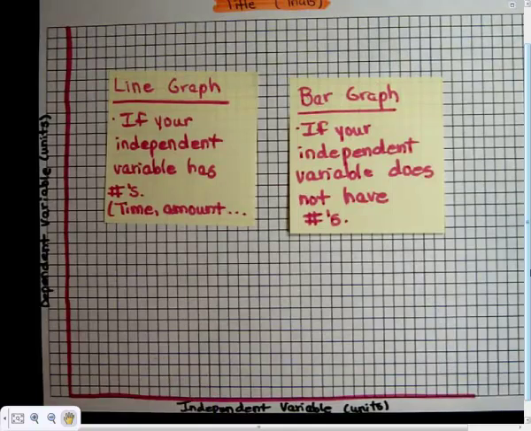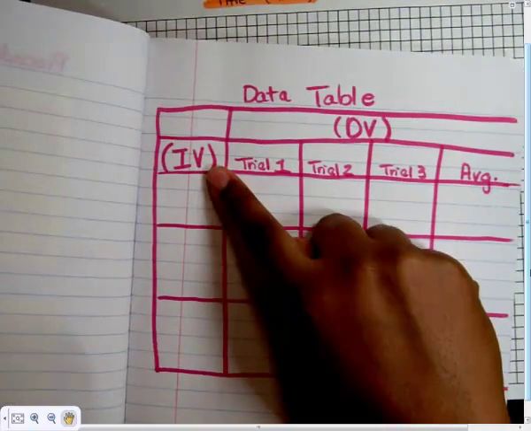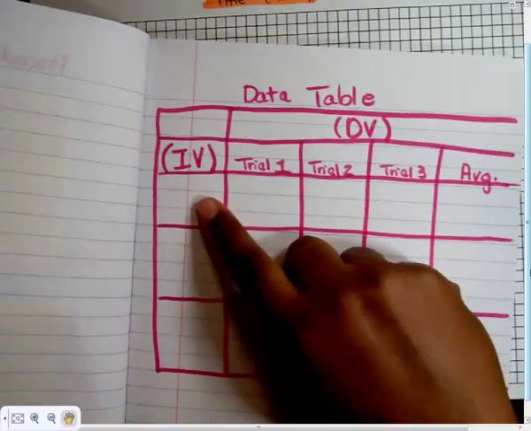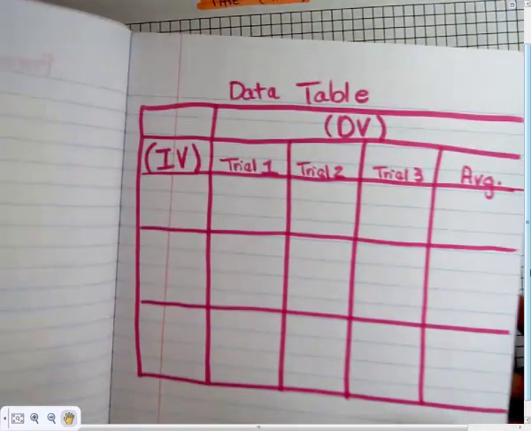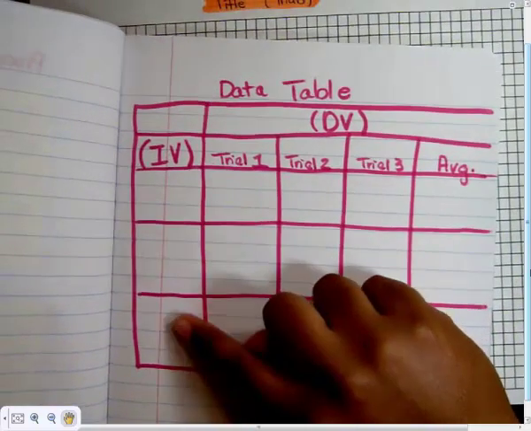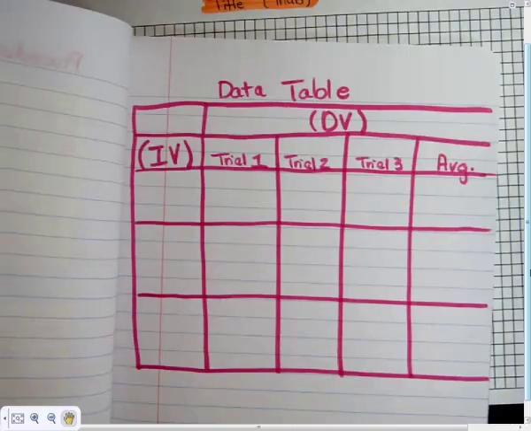Some people are going to be making line graphs, and some people are going to be making bar graphs. If your independent variable has numbers like time or the amount, you are going to be making a line graph. So make sure to look at your independent variable. If your independent variable has numbers, you're going to be making a line graph. If your independent variable does not have numbers, you're going to be making bar graphs. So look at your independent variable. If these do not have numbers, you'll be making a bar graph.